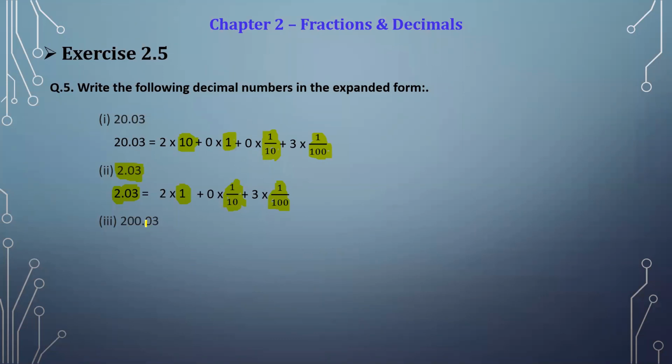Now, again, if we compare this 200.03 with the first two examples, there is only one similarity. The decimal part is the same as in the first and second questions, so the decimal part is going to remain as it is. But the integral part is different. In the first example, 20 is there. In the second example, 2 is there. And now in the third example, 200 is there. So therefore, obviously the expanded form of the integral part is going to change, and for that purpose, we have to consider the positions of each and every digit.